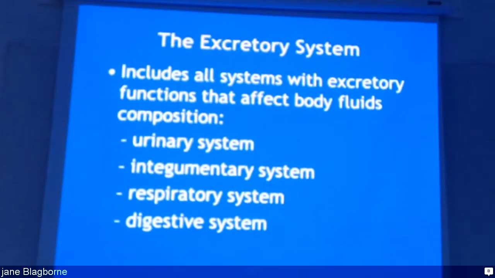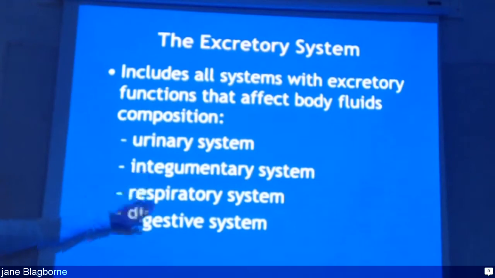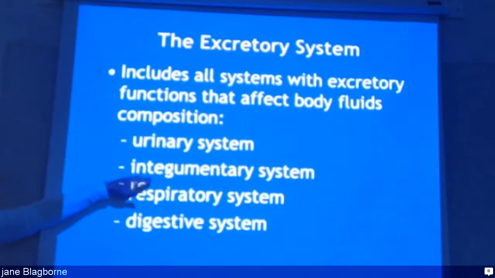So, the excretory system and the urinary system. This is just a review of what we've already taken. The urinary system is part of the excretory system. You can excrete through your skin, right? Perspiration will have some components in it. Respiration and digestion are all excretory. And that's it. Yay. We're done for today.